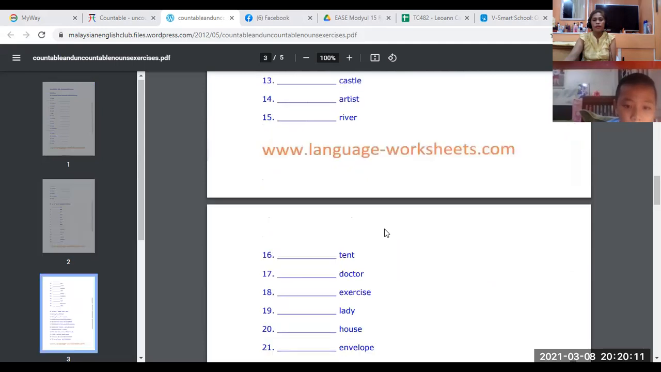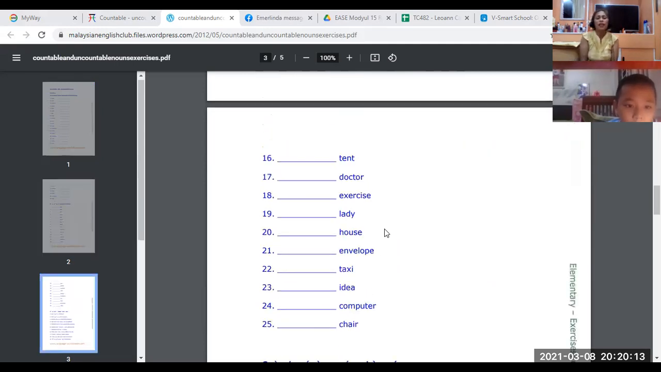Look at this one. How about the tent, Kyo? Do you think it is countable? Yes. Countable. How about a doctor? Yes. Okay. Exercise. Can you count the exercise? No. Okay. Lady. Can you count lady? Yes. How about house?